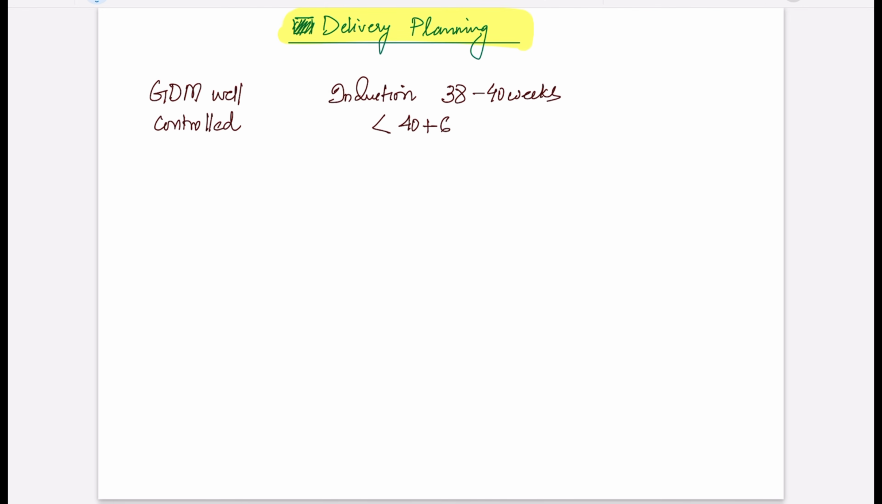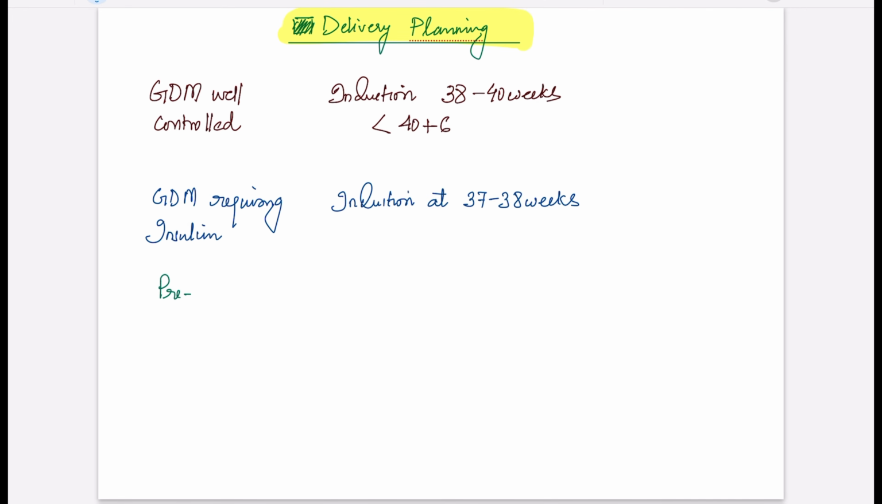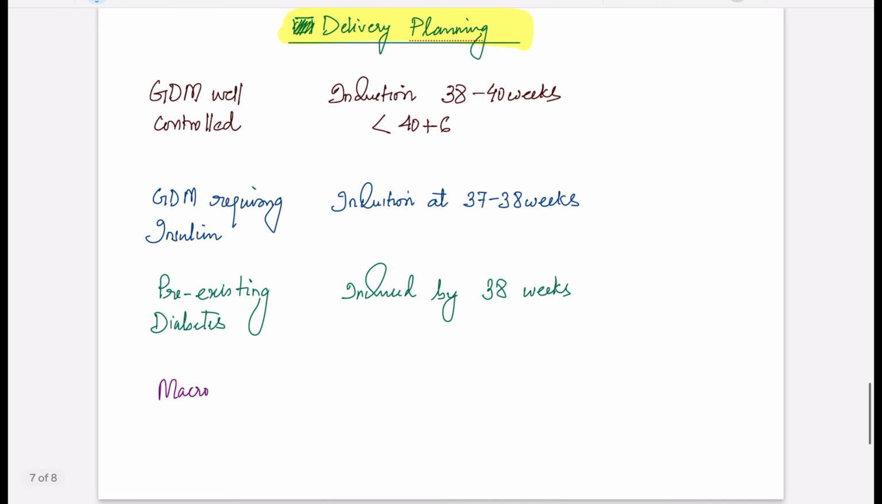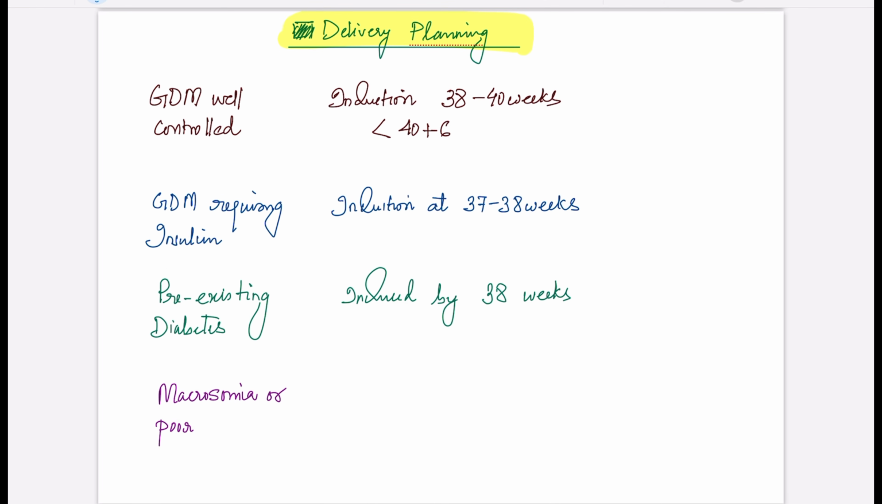Now, let us understand what should be our delivery planning. This is also one of the most high yield parts. So remember, if the patient is on diet and the GDM is well controlled, induction should be planned around 38 to 40 weeks. If patient is requiring insulin, the induction should be planned at around 37 to 38 weeks. And if the patient has a pre-existing diabetes, often those patients are induced by 38 weeks. And if there is a history of macrosomia or poor control, consider early delivering the patient.